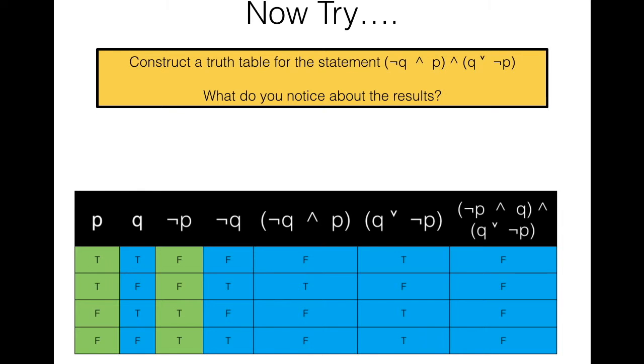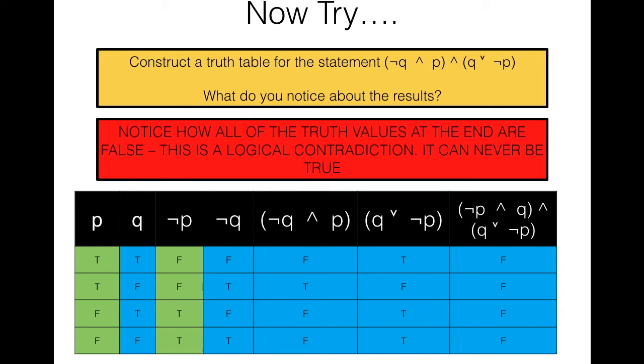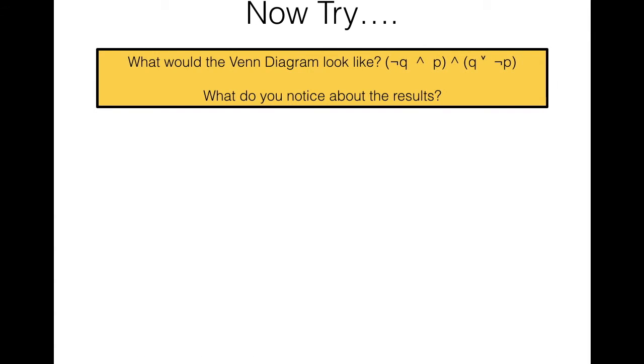If you end up with a truth table like this, with all the truth values at the end being false, this is what we call a logical contradiction. It can never be true. So let's have a quick look at what the Venn diagram for that would look like.